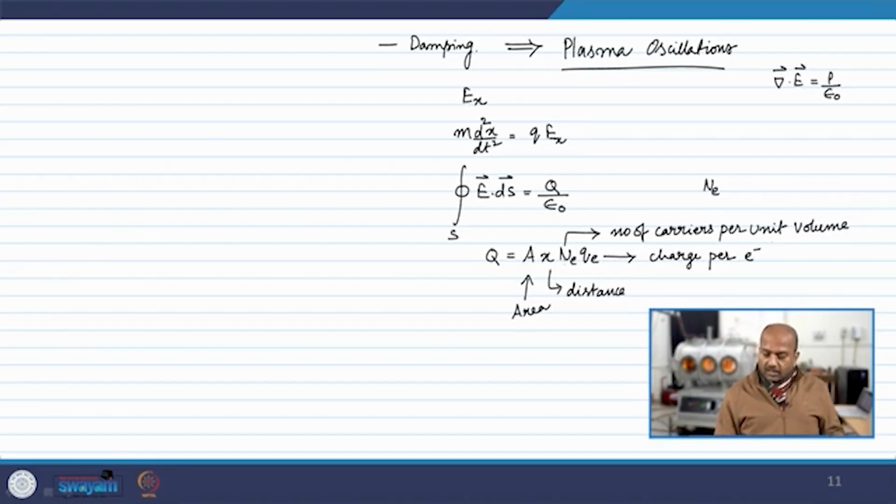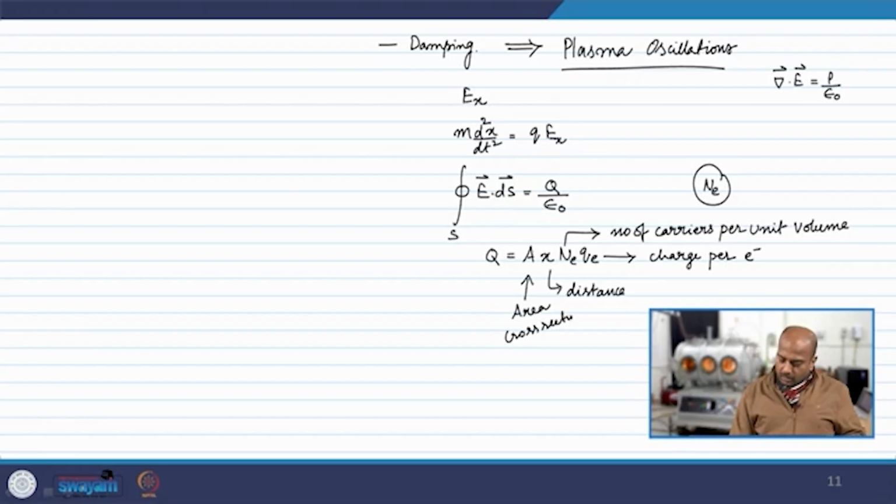So, the number of charge carriers multiplied by the charge is equal to the total charge. But since you have defined Ne as the total number of electrons per unit volume, we have to multiply with volume, which is area times distance, right? So, this Ax will cancel out the volume that appears in Ne, and you get the total charge as Ne multiplied by Qe. This is the cross sectional area in the x direction.